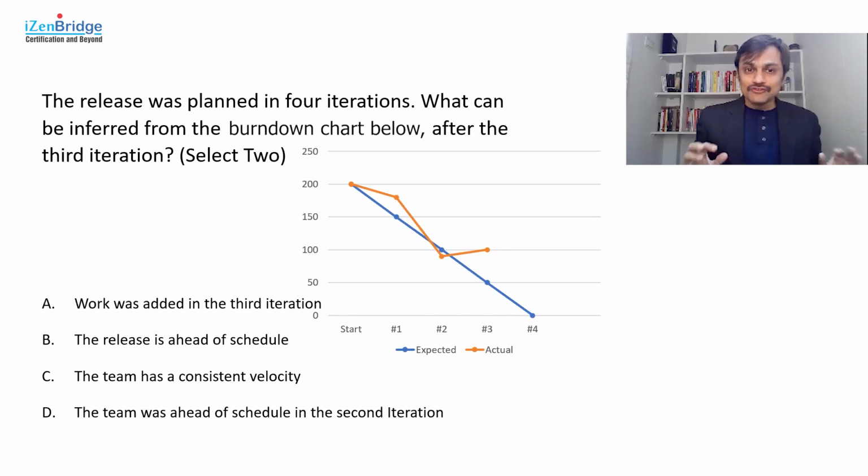So the release was planned in 4 iterations. What can be inferred from the burn down chart below after the 3rd iteration? Select 2.